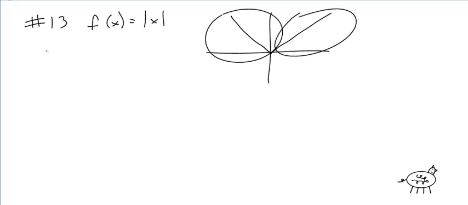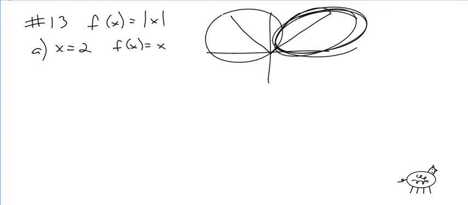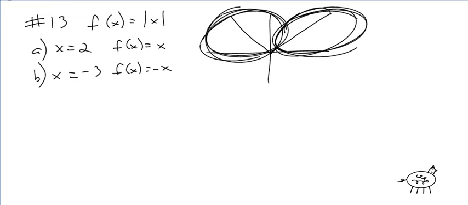So for part A, they tell you x equals 2, so you're not going to use that whole f of x equals absolute value of x. You're going to say, oh, x equals 2, so f of x equals x, because we're in the positive part here. And then for B, x equals negative 3, that means f of x equals negative x. That's this part right here. All right, so keep that in mind when you're doing the problems. You're trying to find the slope because you need to know what the line looks like. You can't just use absolute value.